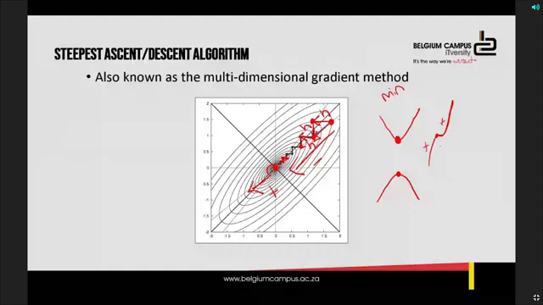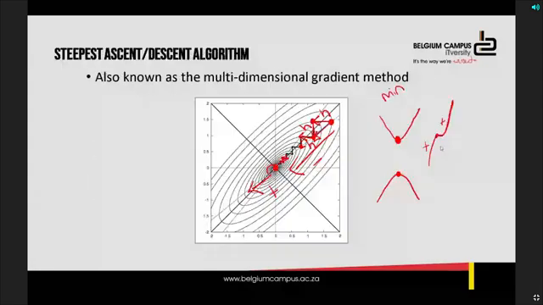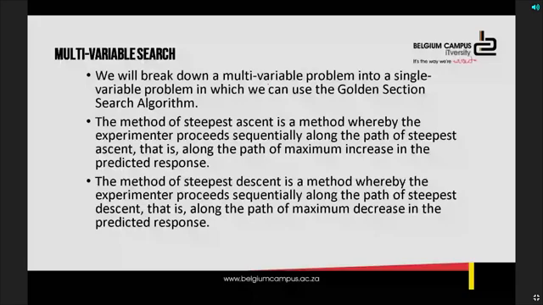So checking here, I've given you a few tips there. Basically what you're doing with this multivariable search, or steepest ascent or descent, is you're breaking it down into single variable problems. I'm not going to show you how, but if you get to a stage where it's a single variable, you'll be able to use the golden section search. I'm not saying you have to, I'm just saying it's a possibility.